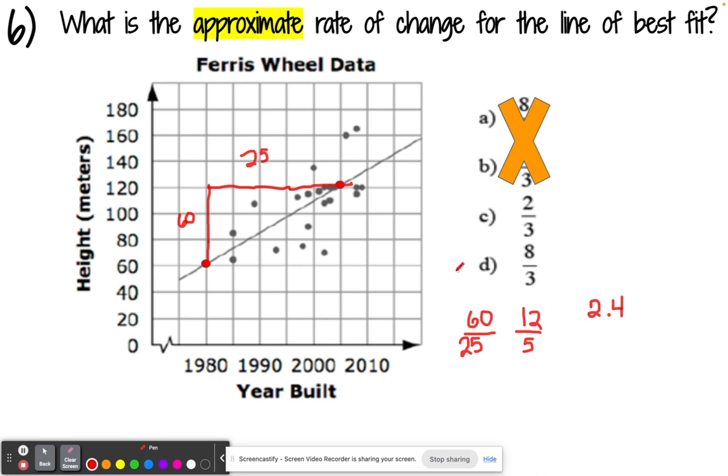If I made it into a decimal for comparison purposes, this is less than 1. This one is more than 2. This would be about 2.6 repeating. So which one's closest? D is definitely the closest one.